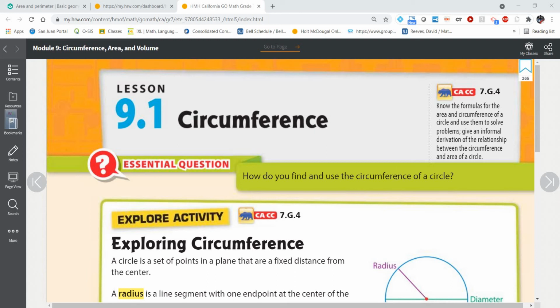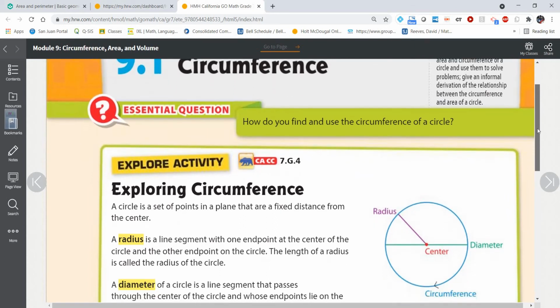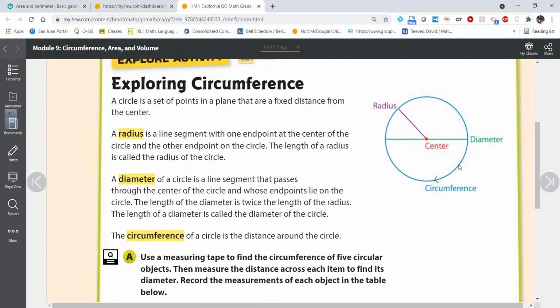Well, hey everybody, Mr. Reeves back with you, and today we're going to be looking at circumference of a circle. But before we dive into what circumference is and how to calculate it, let's do some review of some vocabulary surrounding circles. Right here you can see we have a circle.